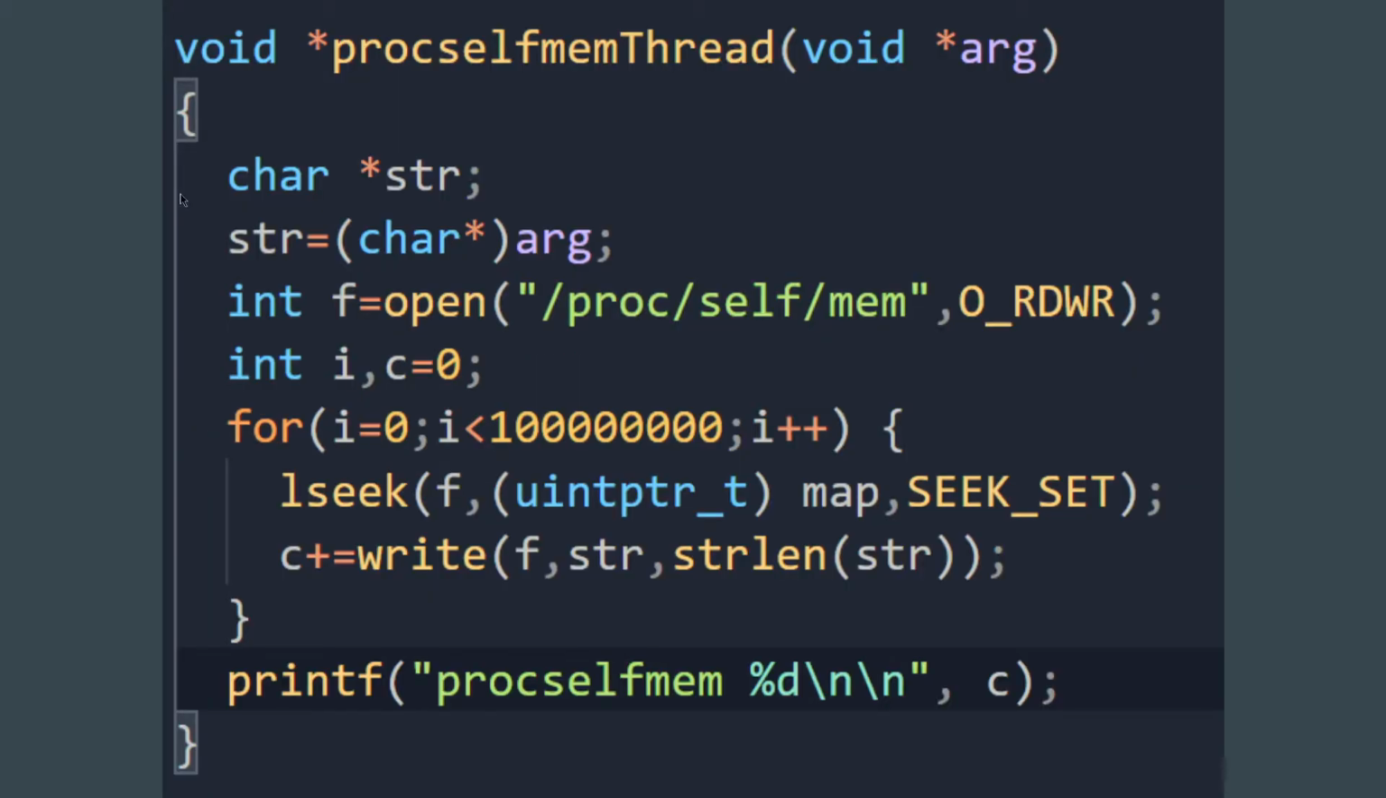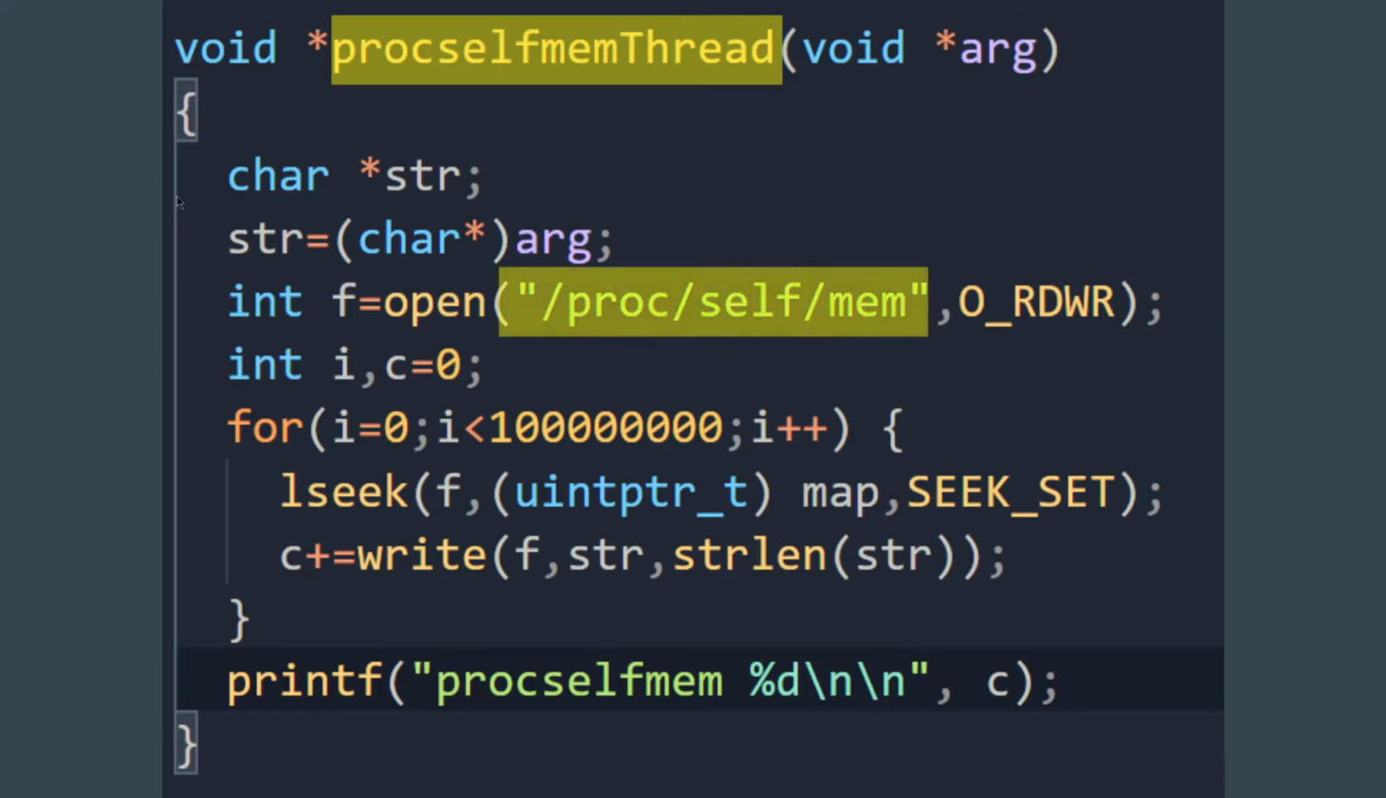Now let's take a look at the first function being run by the pthread. This function first opens up a pseudo file called /proc/self/mem. The self refers to this program, and mem stands for memory. And pseudo file means that this file doesn't actually exist on disk. It's generated by the kernel. This file contains the memory of our program. I will explain why we use /proc/self/mem later.